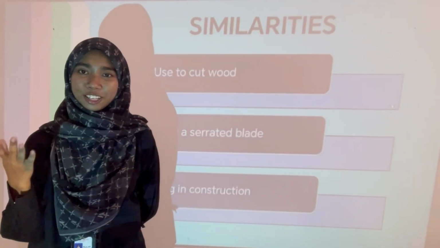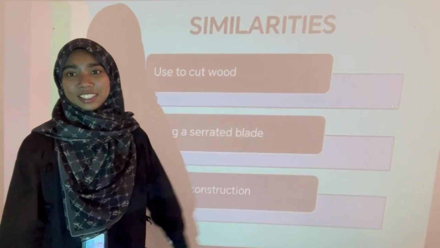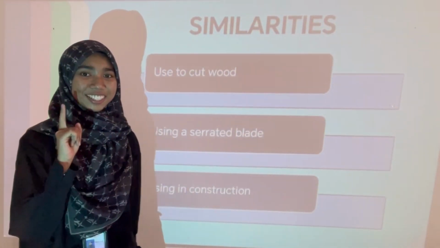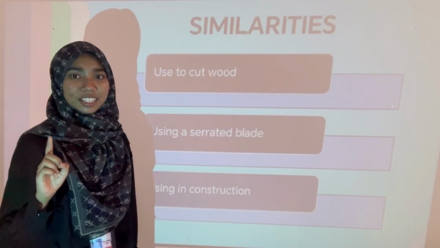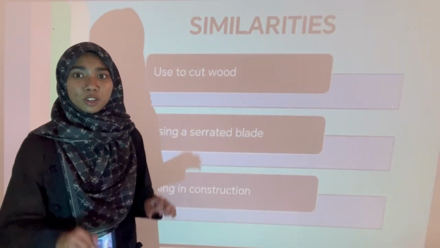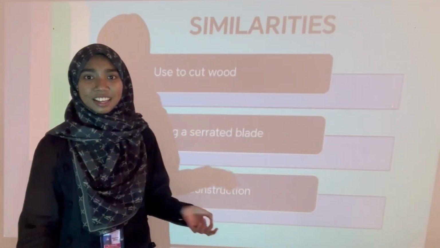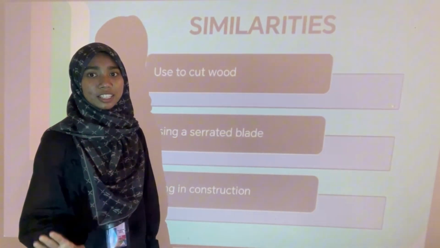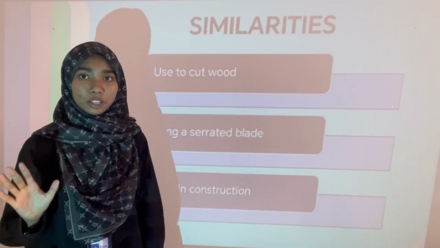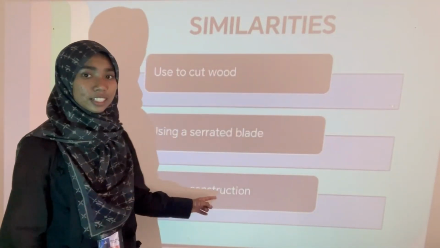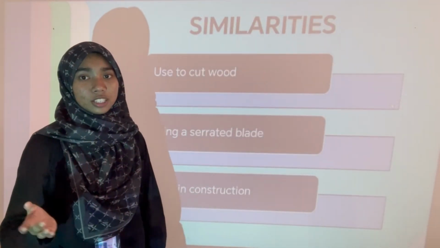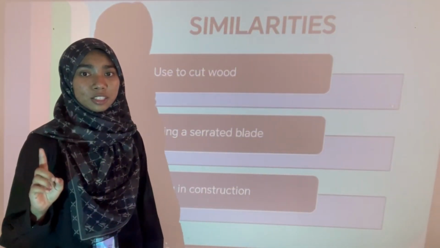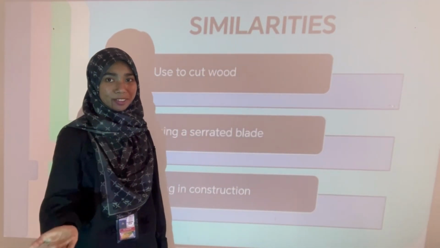Both of these saws are used to cut wood. This is because the saw can cut wood according to the person's wish. The second similarity is that these products use a blade made of iron. Apart from that, another similarity is that both saws are used in construction. This is because the saw is one of the construction tools that is mandatory for cutting wood.